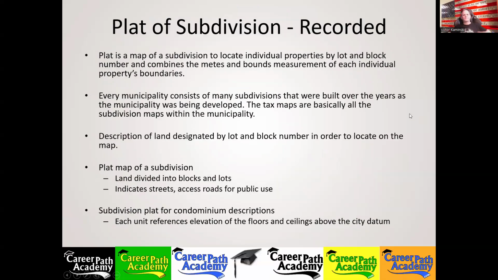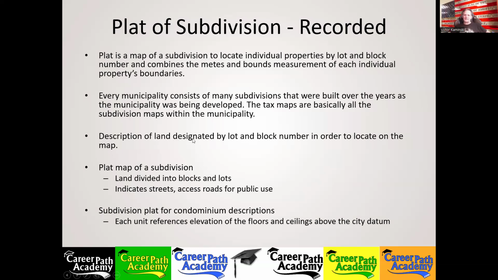All right. So a plat is a map of a subdivision to locate individual properties by lot and block number, and it combines the meets and bounds measurement of each individual property. Every municipality consists of many subdivisions that were built over the years as the municipality was being developed. The tax maps are basically all the subdivision maps, which are then linked together. They even have numbers on them that show you how to assemble them: this is this map, and that matches up, put map number 25 here. So you put it together, kind of like a puzzle.